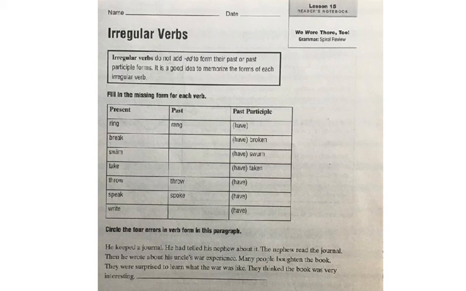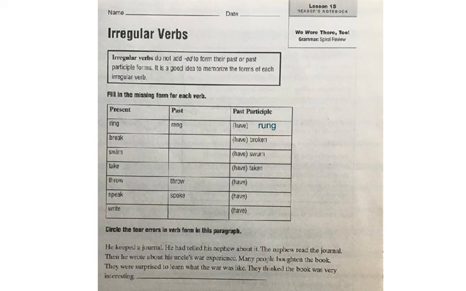So we have ring is present tense. Rang is past tense. It's not I ringed the doorbell, it's I rang the doorbell. Okay, and then the past participle is I have rung the doorbell. Okay, I have rung.